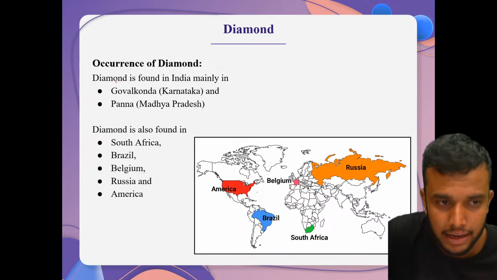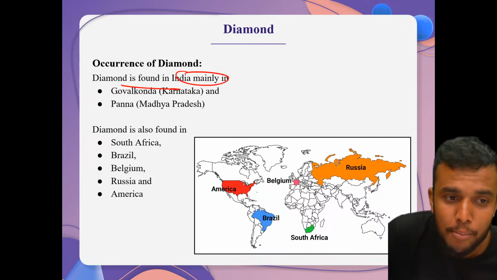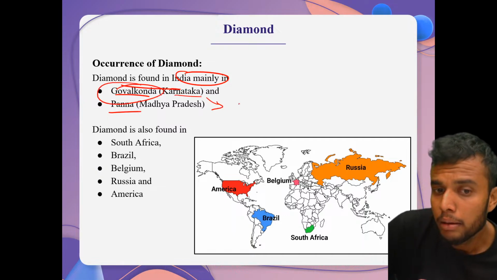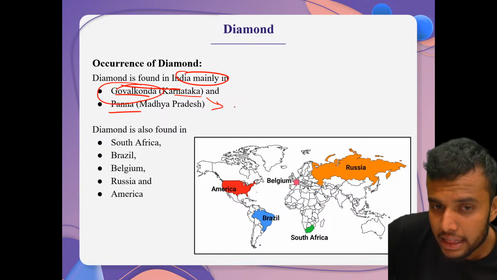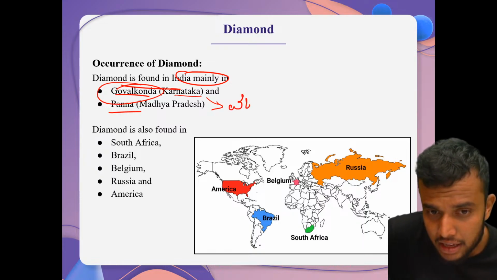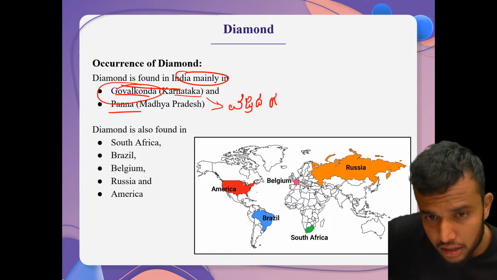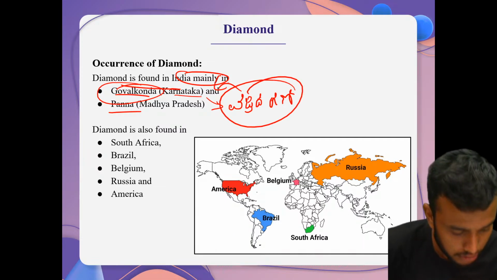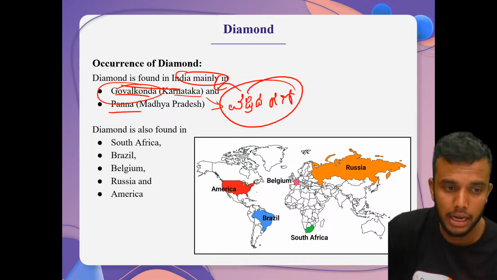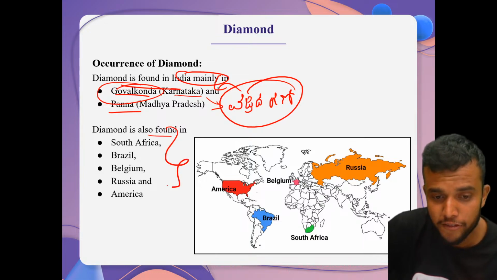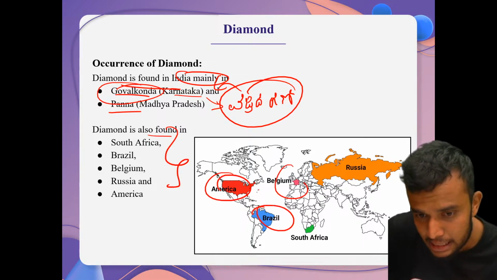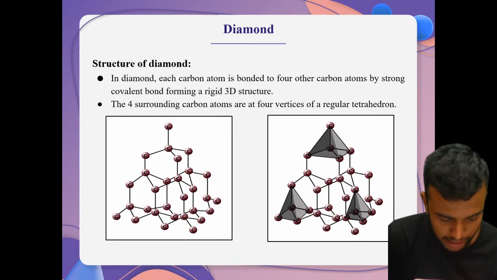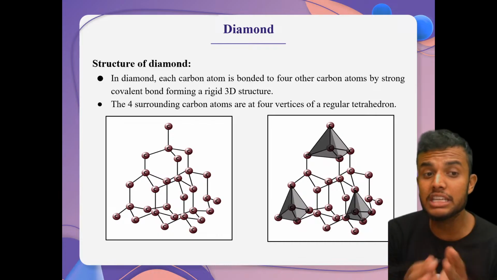Occurrence of diamond. Diamond is found in India mainly in two places, Golconda and Karnataka. And also in Panna. Diamond is also obtained in different countries: America, Brazil, Belgium, South Africa, Russia, and India. Students, let's move to the structure of diamond.